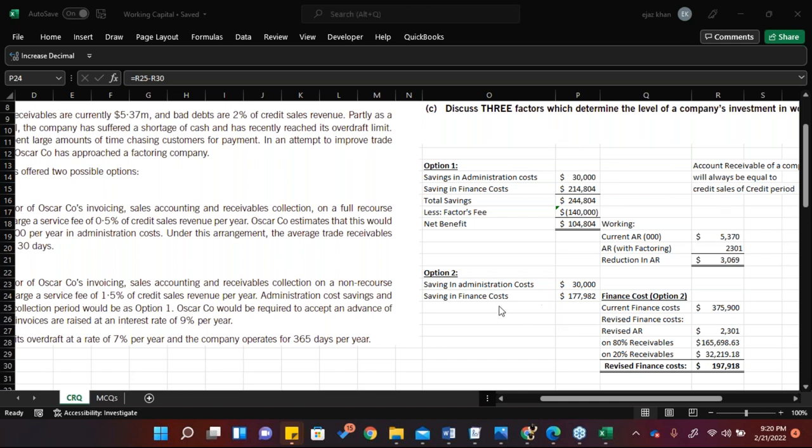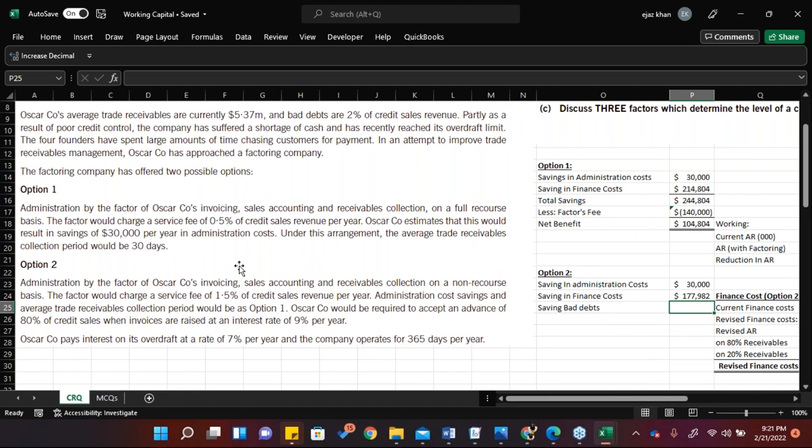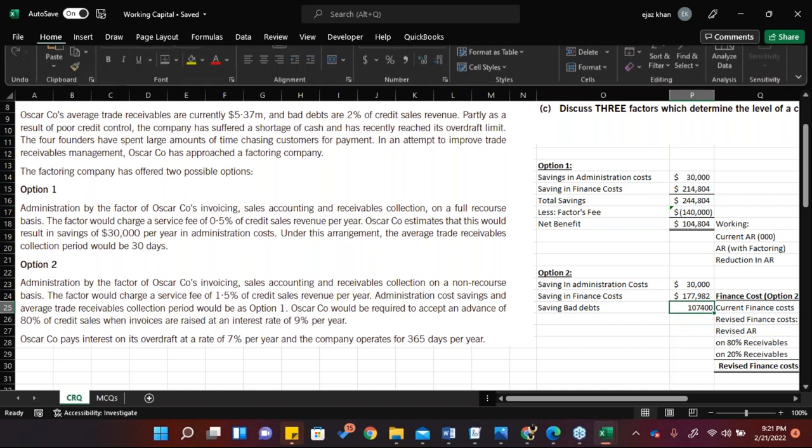Okay. So that's the saving. Then comes the bad debts cost. Now, bad debts in this case is not a cost, it's actually the saving in bad debts. So what was the bad debts percentage? Bad debts are 2% of credit sales. It was a cost and now it will be saved as it's a non-recourse factoring. So 2% of 5370,000, 107,400. That's again a saving.